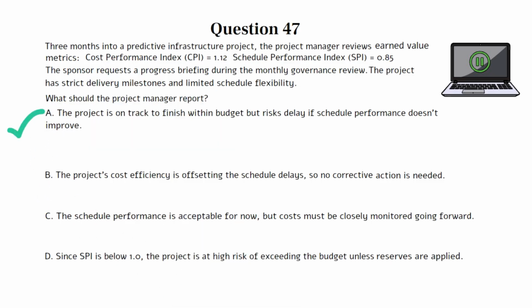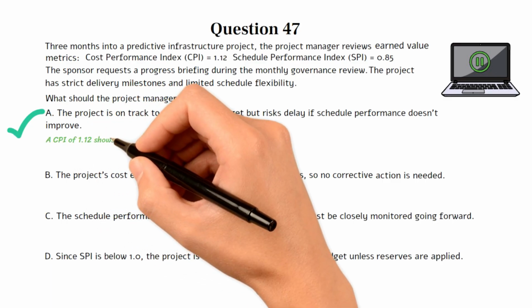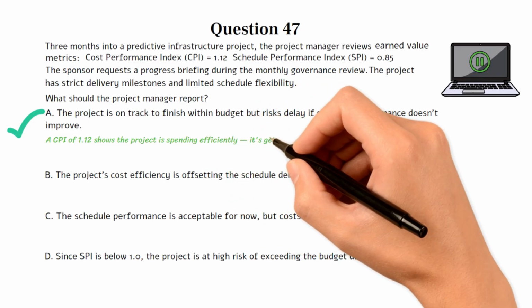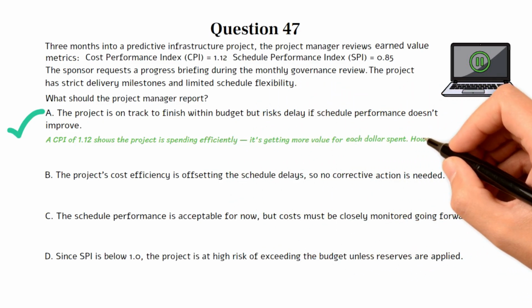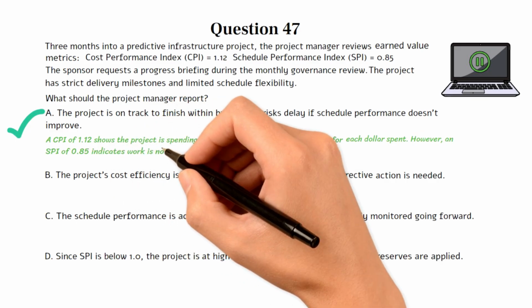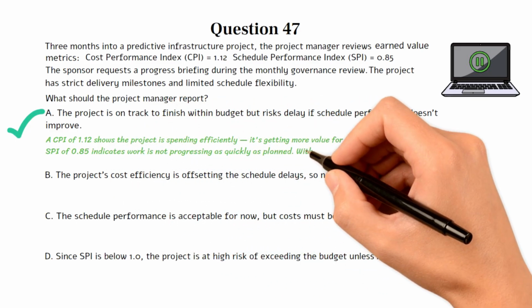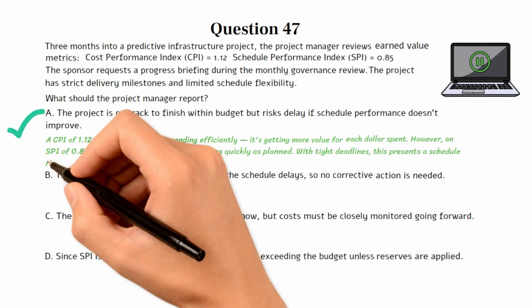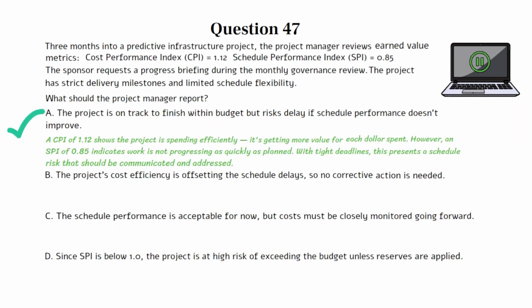This question tests your ability to interpret EVM metrics in context, specifically CPI and SPI, and communicate realistic project status during governance reviews. In predictive environments, both schedule and cost metrics matter, especially when milestones are fixed. Choice A is the best option because a CPI of 1.12 shows the project is spending efficiently. It's getting more value for each dollar spent. However, an SPI of 0.85 indicates work is not progressing as quickly as planned. With tight deadlines, this presents a schedule risk that should be communicated and addressed.